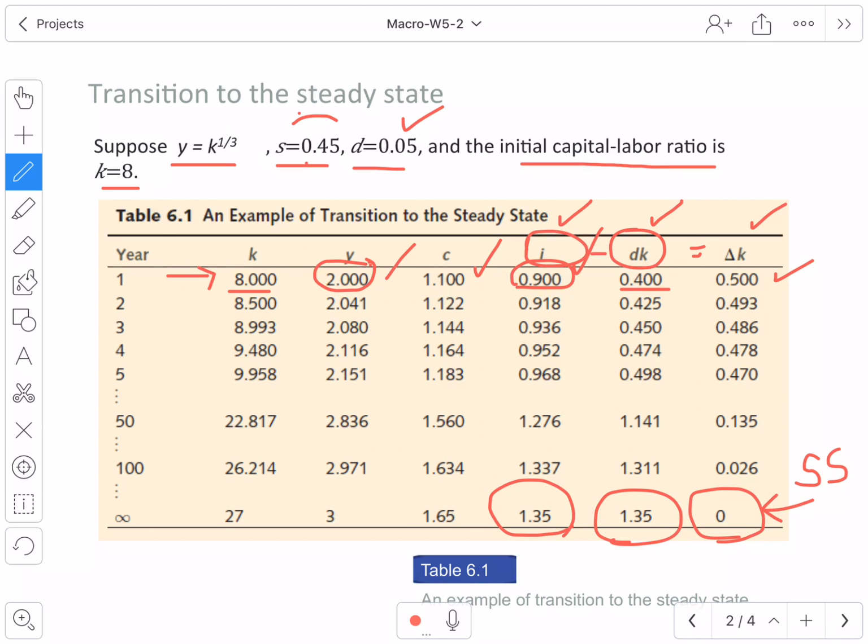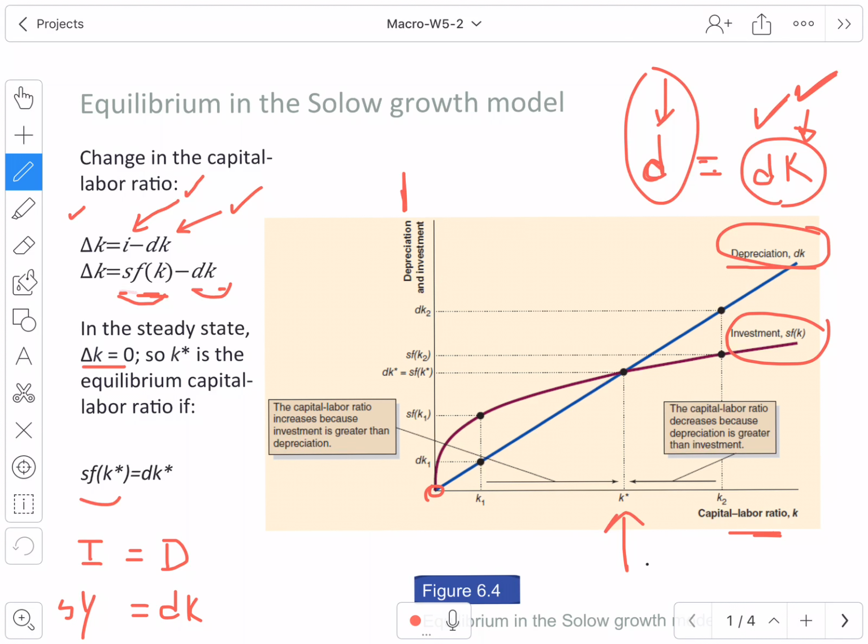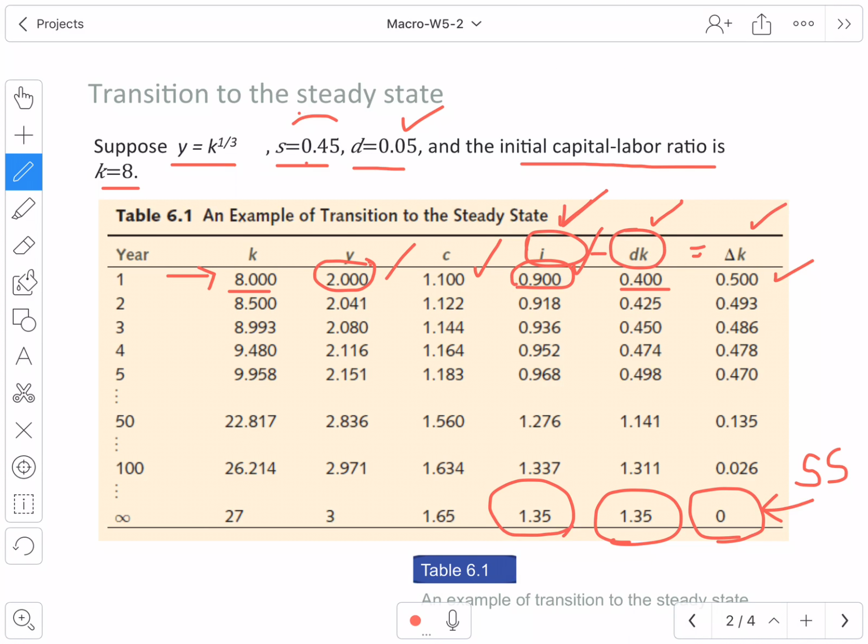So if you're given numbers and you are trying to find when an economy is going to reach a steady state, then your answer is going to be based on an equilibrium between these two. As I said, this one is I, which has to be equal to dk. And when I is equal to dk, then the change in capital will stop moving, or equal to 0. And this is achieved at a certain amount of production for this economy, which is $3.